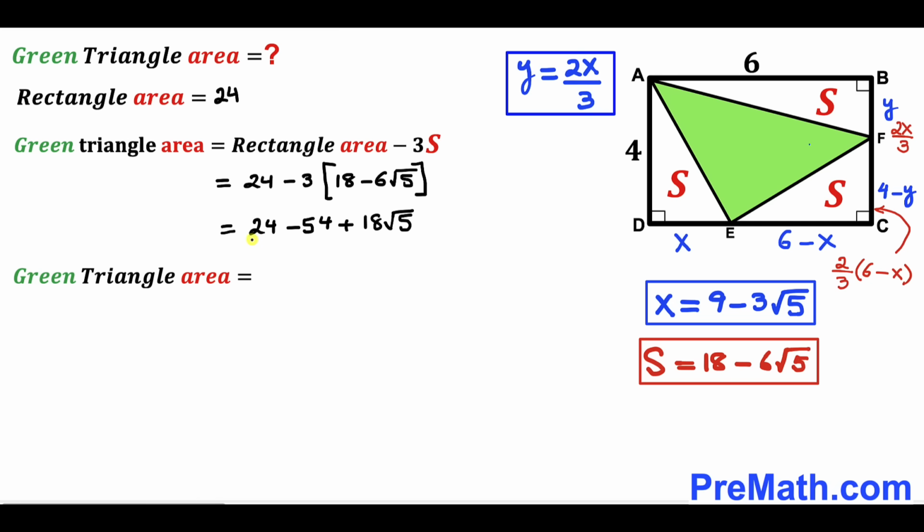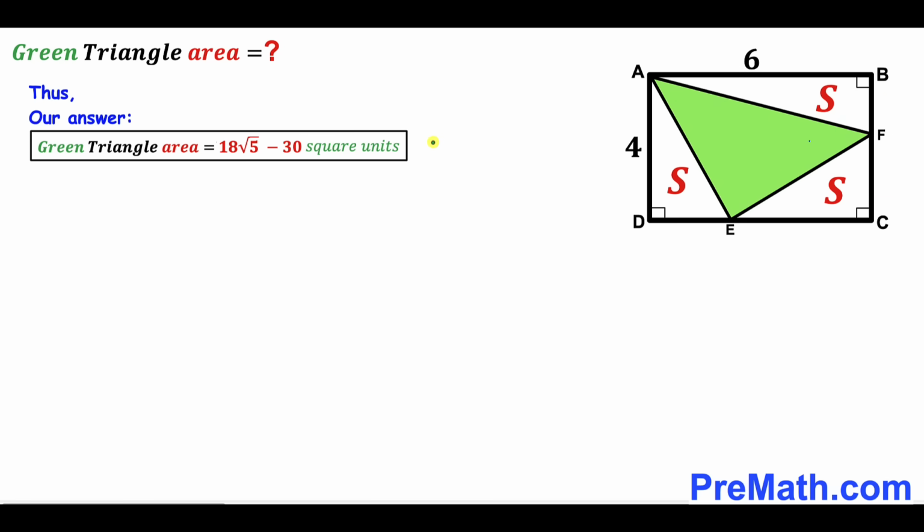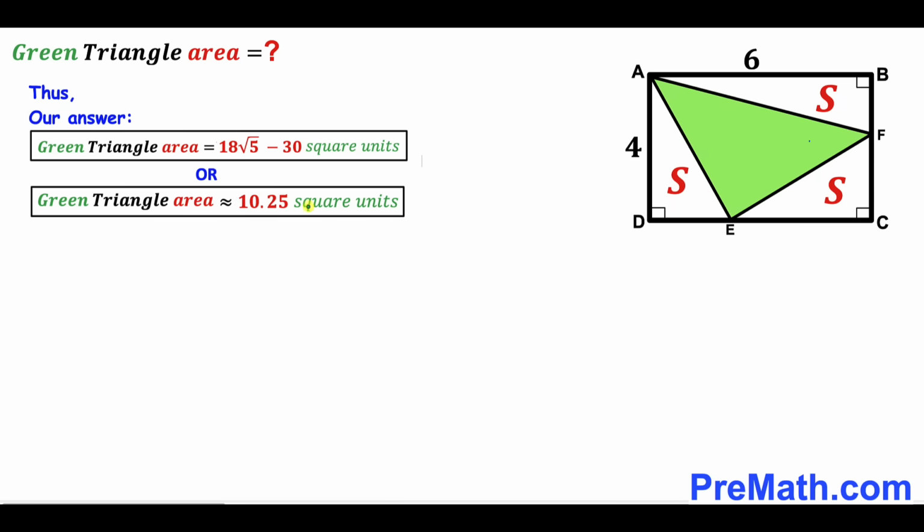So therefore, if we simplify this whole thing, that could be written as 18 times square root of 5 minus 30 square units, the area of this green shaded triangle. So thus, after all the calculations and manipulations, our green triangle area turns out to be 18 times square root of 5 minus 30 square units, and that is approximately equal to 10.25 square units as well.